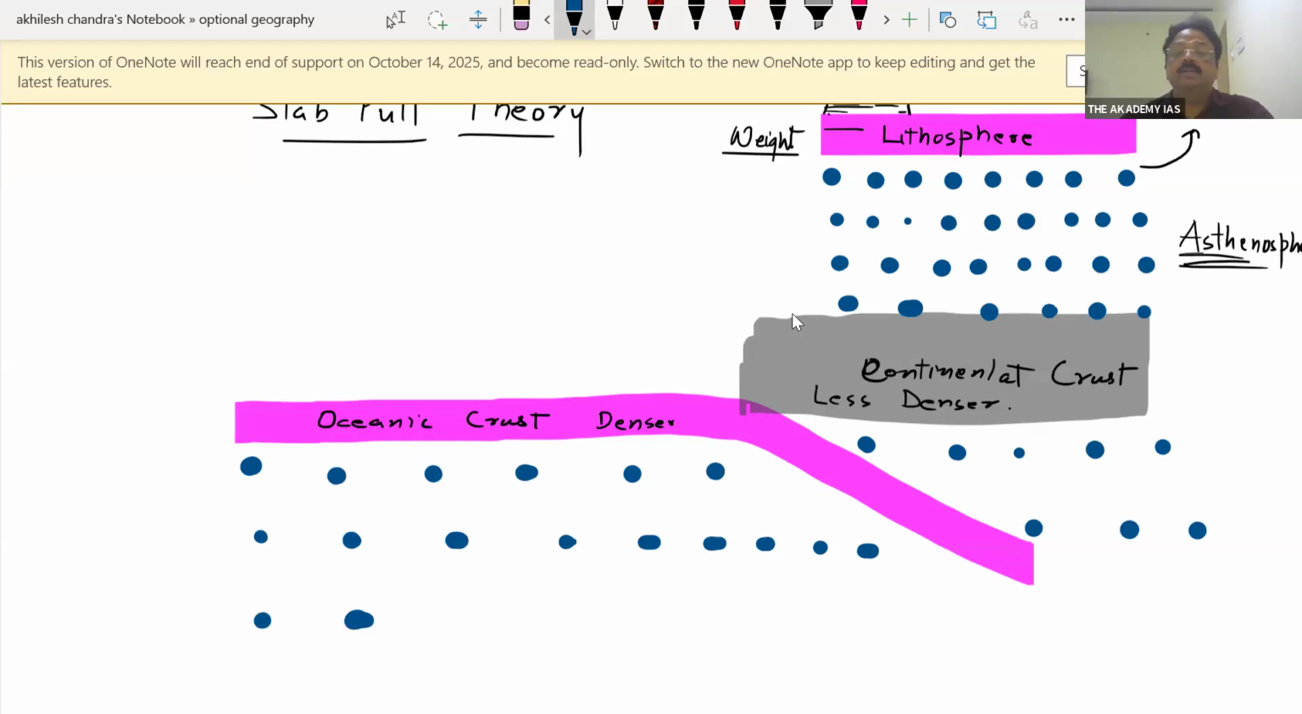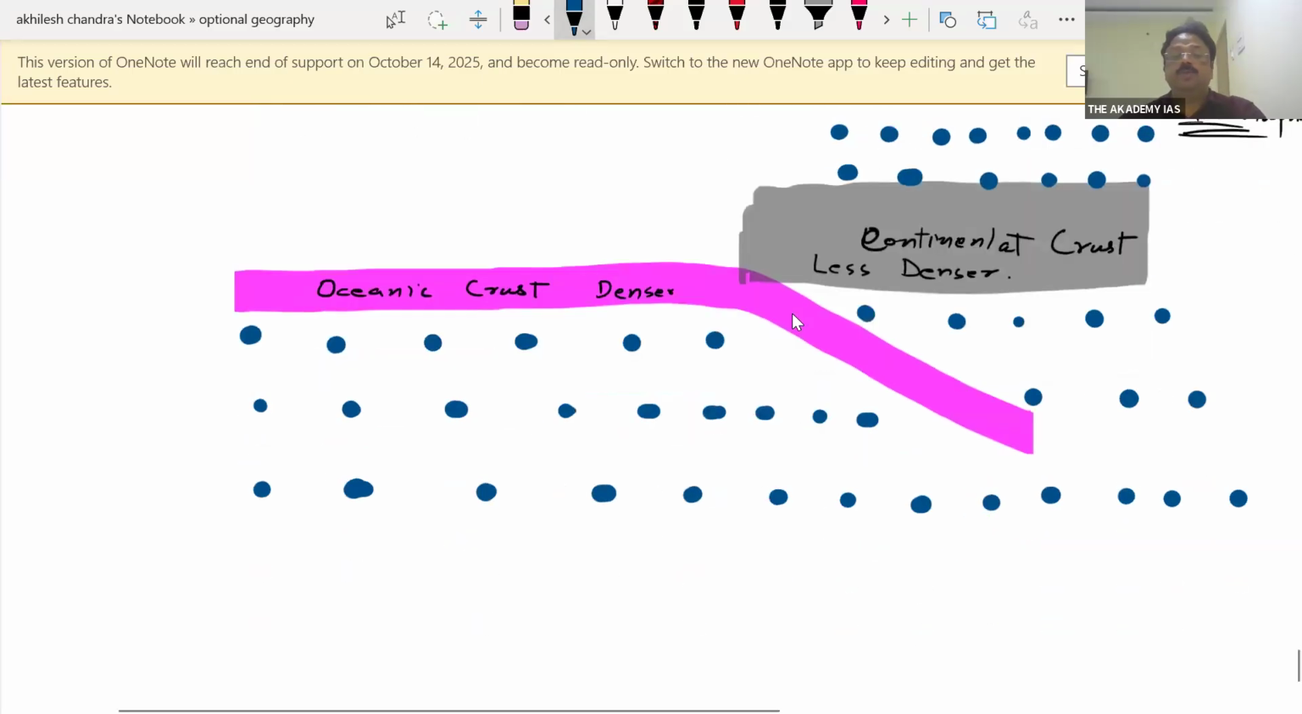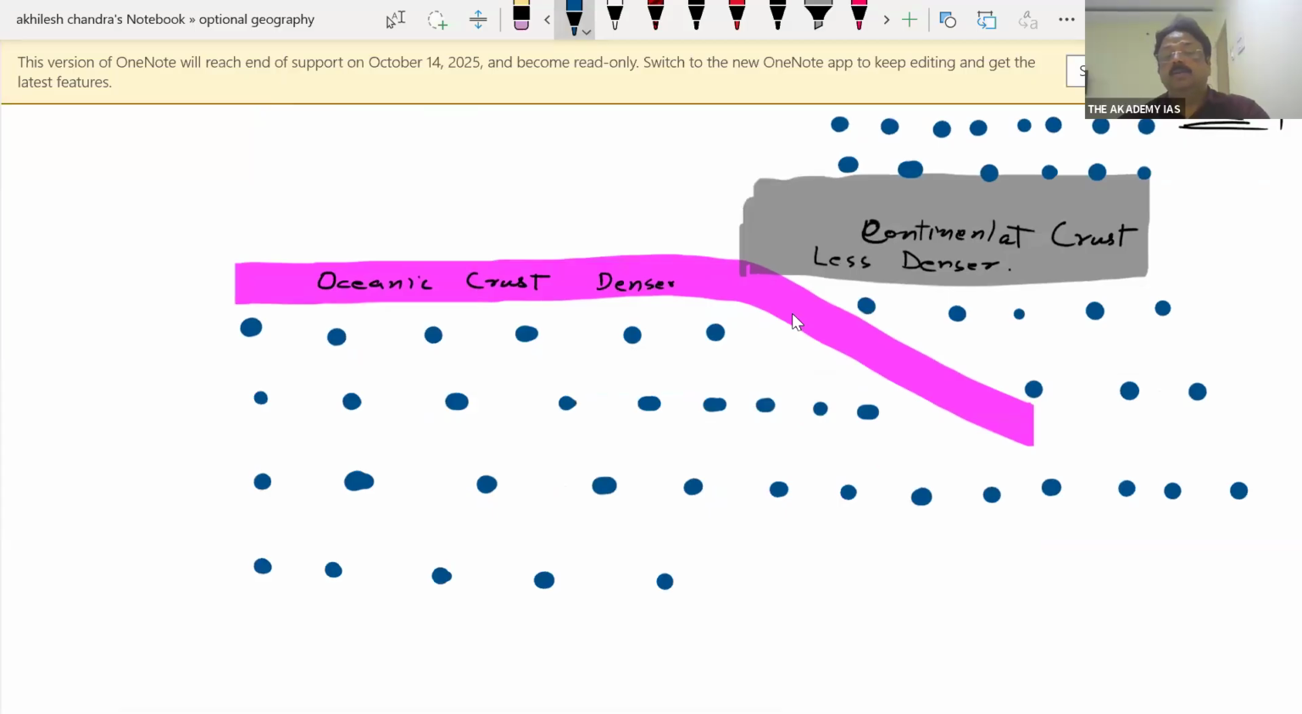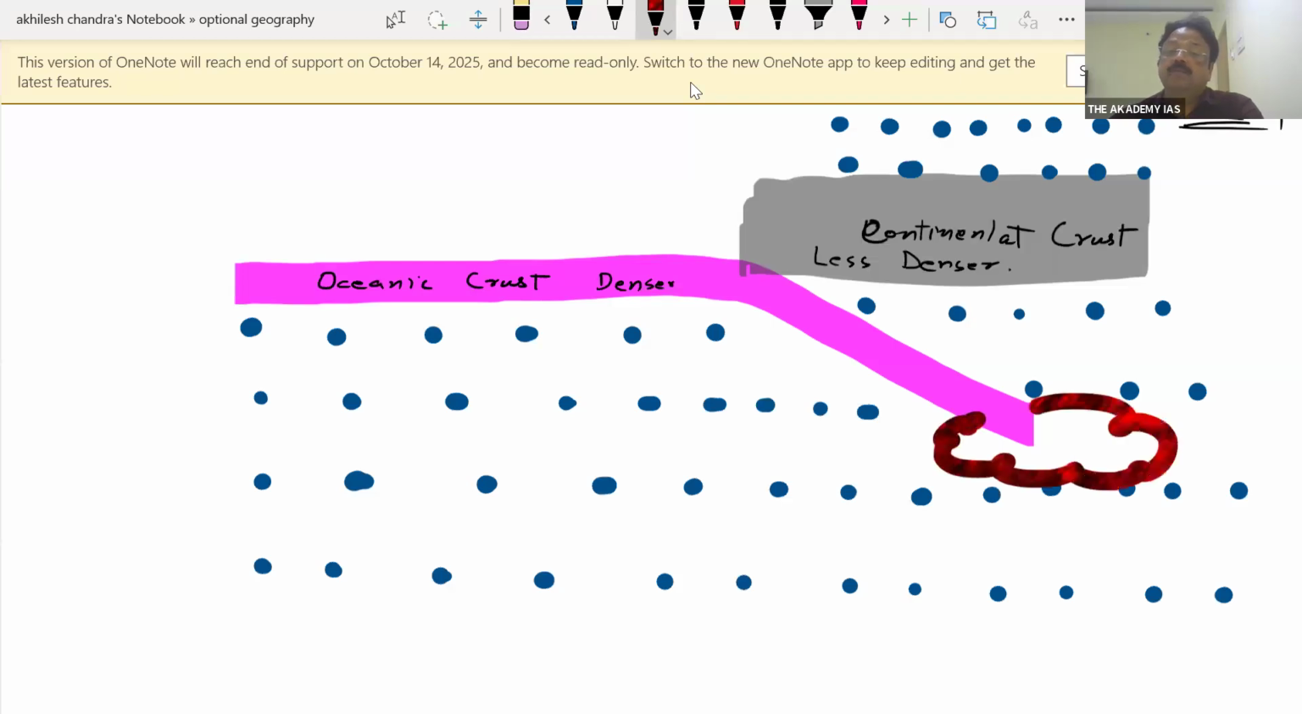And the entire weight of the crust is actually balanced by asthenosphere. This is asthenosphere. But when this plate subducts into the asthenosphere, what happens? Isostasy gets breached. And first thing, this plate is going to melt, because in the asthenosphere near this zone, the temperature is in the range of 1000 degrees centigrade. And this is what we call the Benioff zone. Here the melting of the plate takes place.